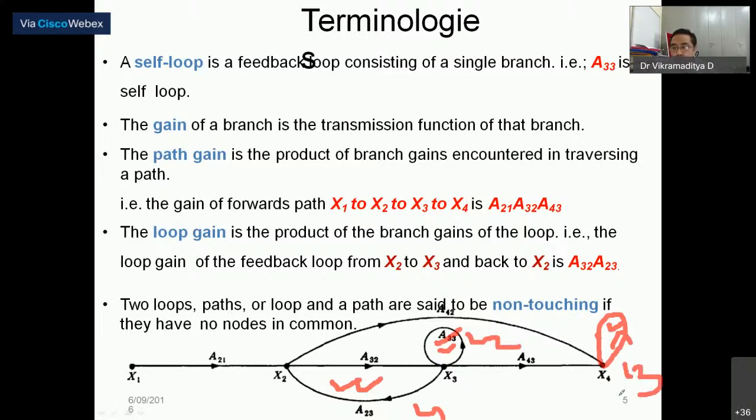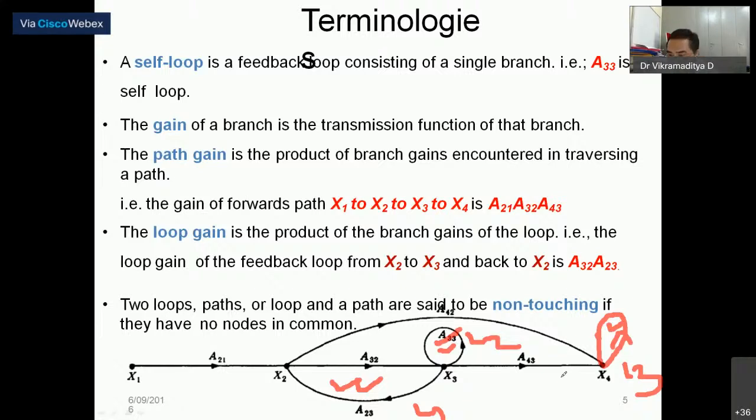So what will you say about L1 and L3? Are they touching or non-touching? Non-touching. Very good. And similarly, L2 and L3 are also non-touching. So it is very clear. All of this I am telling you is not just simple; it will be useful in Mason's gain formula, which is the base of the signal flow graph.